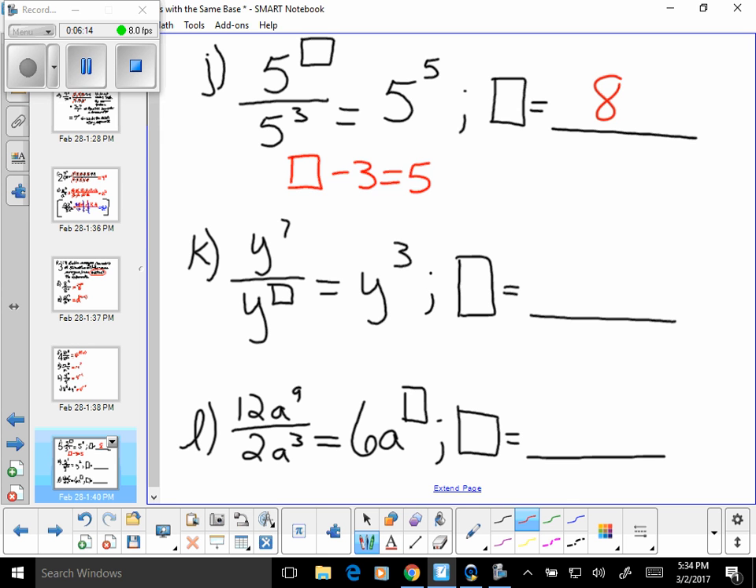Okay, in example K, we have 7 minus box has to equal 3. Now, put on that first grade math thinking cap. 7 minus what number equals 3? Well, box is going to be 4.